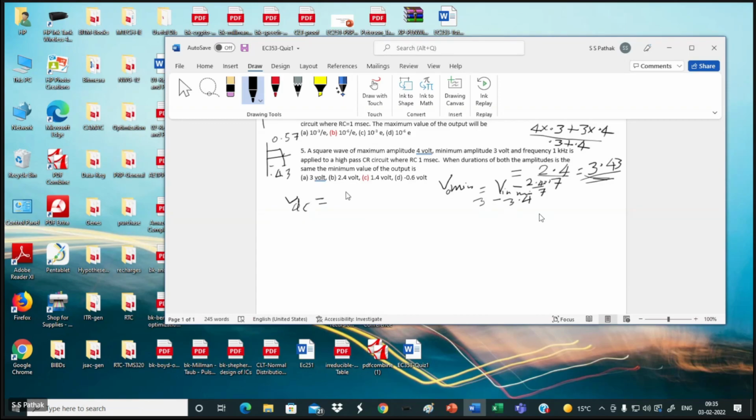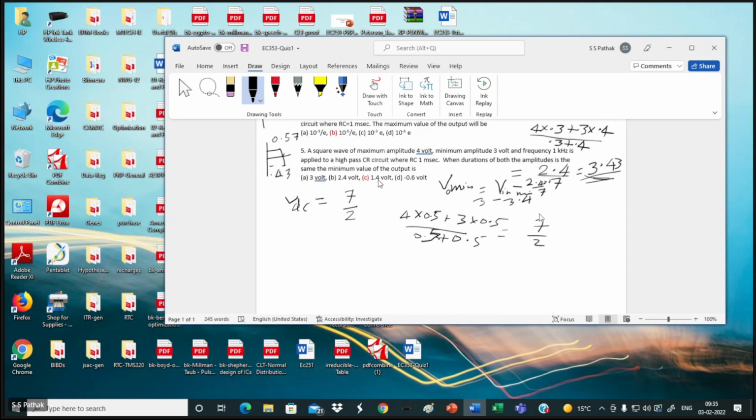4 plus 3, 7, by 2.5. Not clear? 4 into 0.5 plus 3 into 0.5 millisecond divided by 0.5 plus 0.5. That means 7 by 2. So the DC, VDC, is 7 by 2.